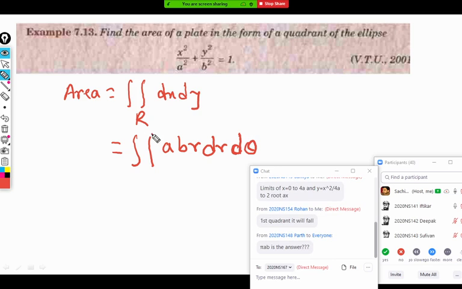We are going to use x equal to a r cos theta and y equal to b r sin theta, because this is the ellipse. For an ellipse we use a special transformation. And at that time the value of dx dy is this much. Can you tell me the limits? Limits of r and theta?